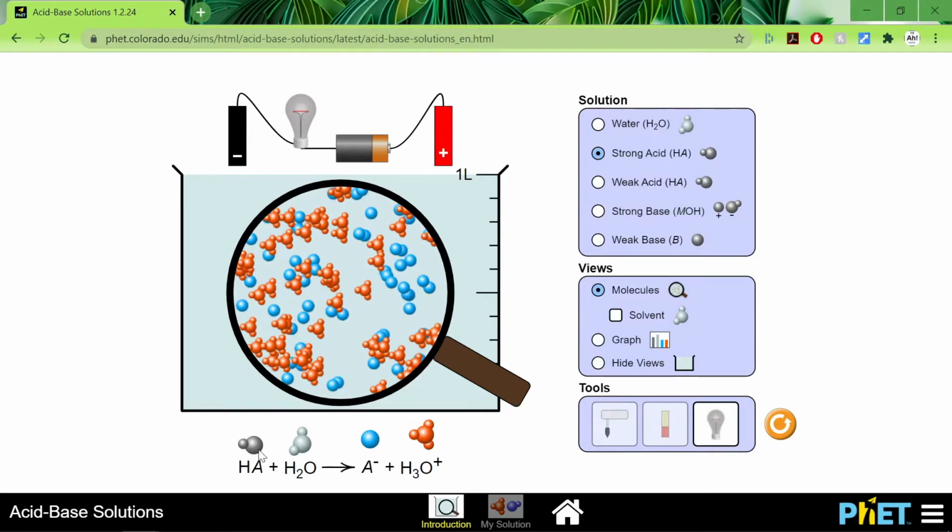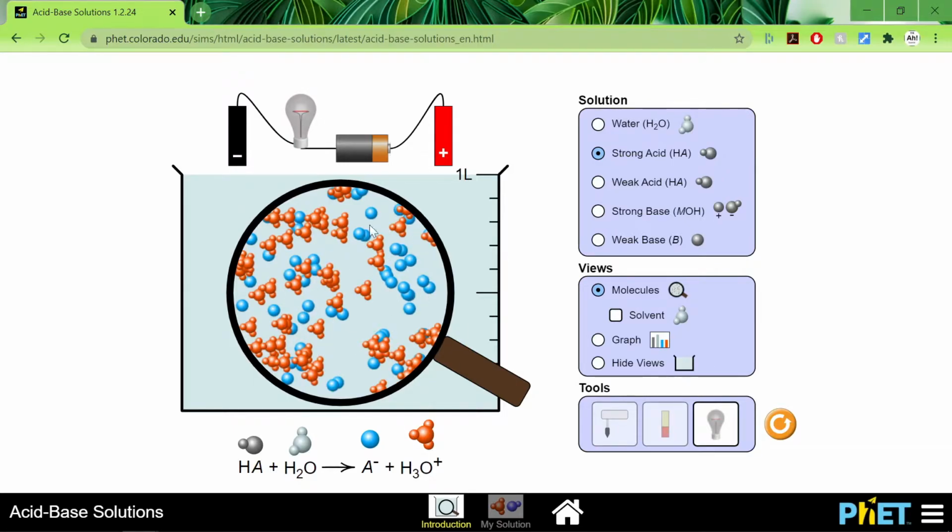In this PhET simulation, we can look at the properties of strong and weak acids. When a strong acid is added to water, it dissociates completely. Here, our acid is generic and is composed of H plus and an anion. In water, the H plus ion is very reactive, so it immediately gloms onto a water molecule to form hydronium ion. So if I add 100 strong acid molecules to water, I will end up with 100 anions and at least 100 hydronium ions.